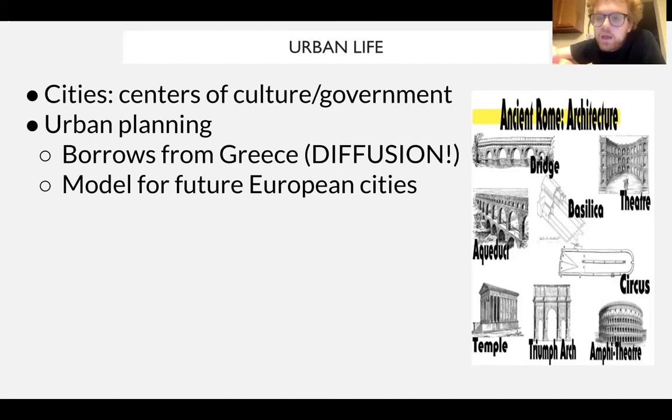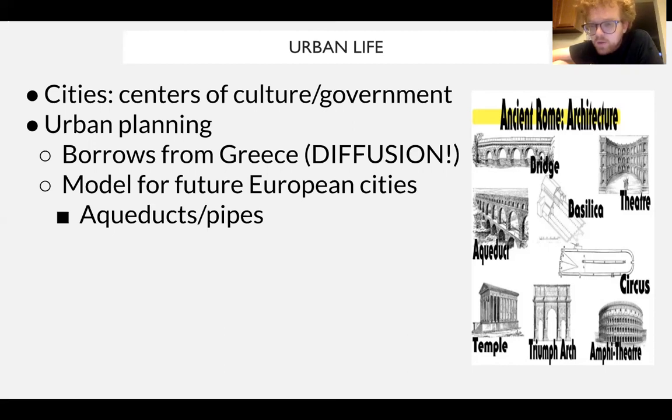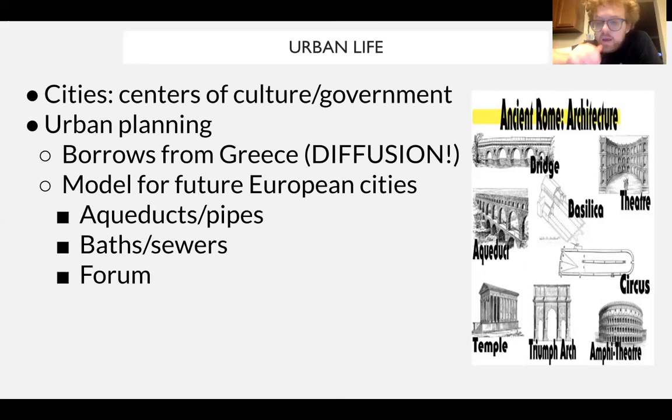And the urban planning that the Romans will pioneer is going to be the basis for a lot of future cities, especially in Europe, but also in the Middle East as well. For one thing, we're going to see the building of aqueducts, bringing clean water into cities. We're seeing baths, public sanitation, and sewers. We're also seeing the establishment of the forum. This is the main economic center and the center of public life. That sees this breakdown of class divisions. Rich people are there, poor people are there.